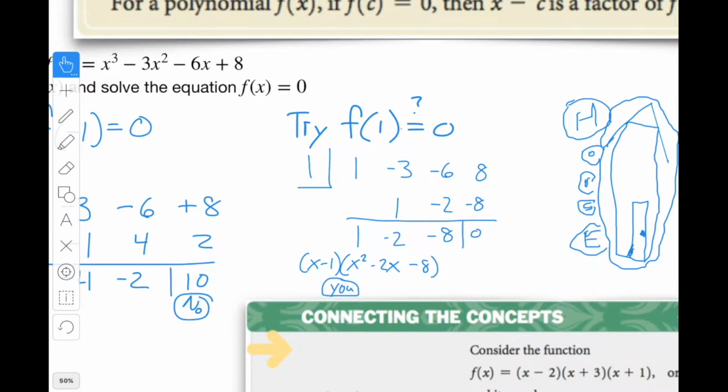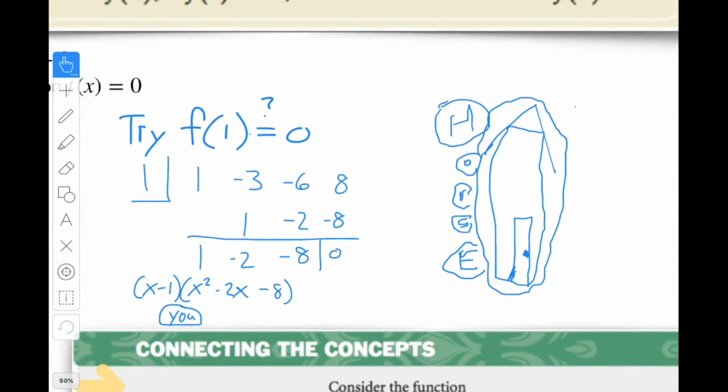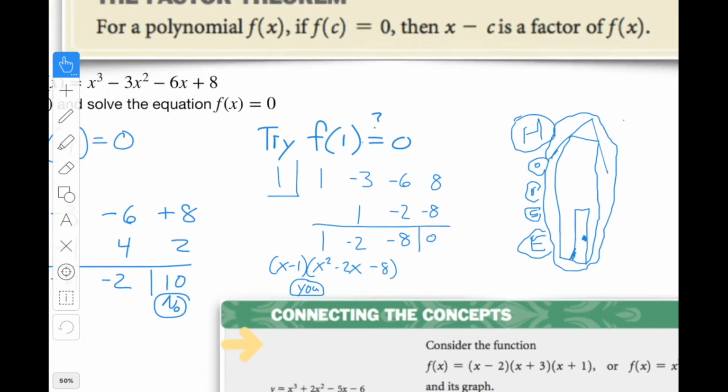Oh, and by the way, this is a house that my son drew.